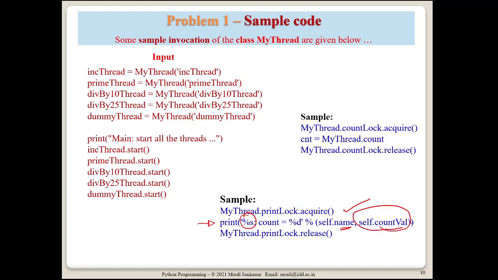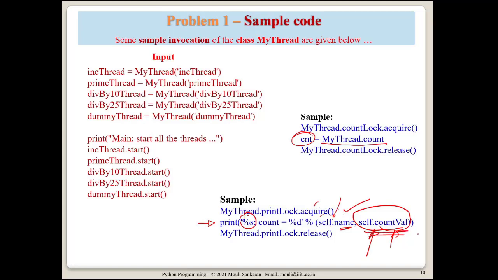I am maintaining a local value, which I read from the count. Don't try to use the count here. Don't use this variable here. I am using this variable, so I will acquire the lock. So do not take the lock again, MyThread.count_lock.acquire. Don't do that, because if you try to acquire two locks in a different sequence, deadlock is going to happen, which you should have studied in your OS course.